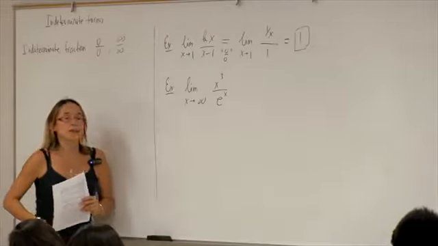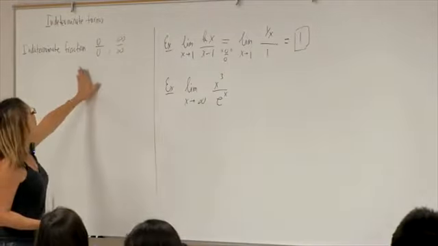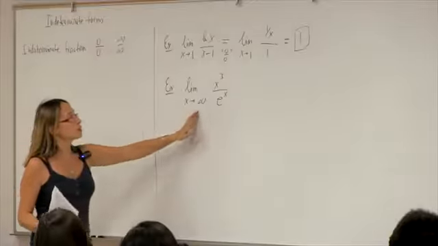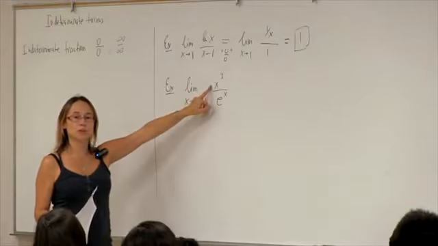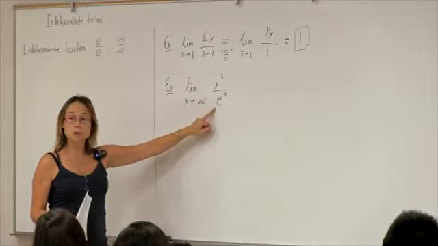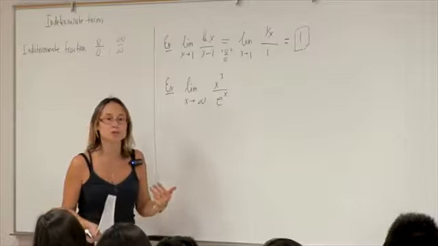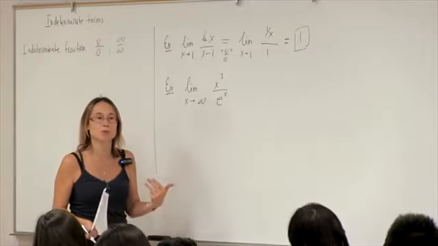X cubed over e to the x. Why does this belong to the class of indeterminate fractions? When x goes to infinity, the numerator tends to infinity. It grows indefinitely. And the denominator also does the same. We have to determine which one approaches infinity faster. This is the one that's going to win.